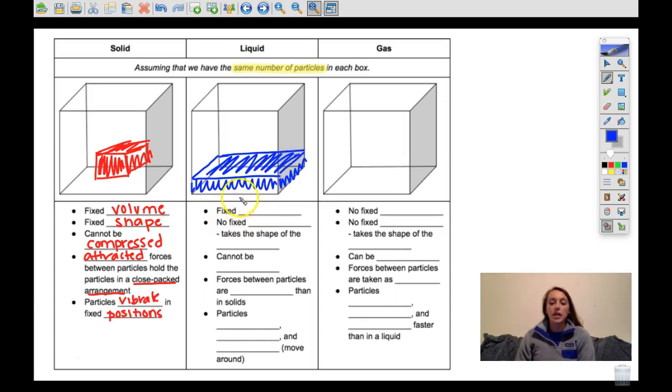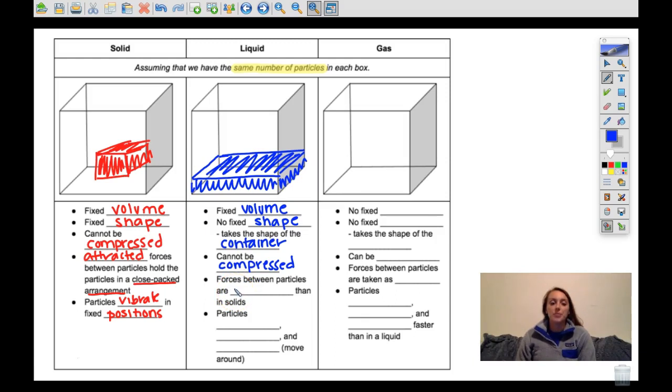So a liquid has a fixed volume, meaning it has a defined amount of space it's going to take up, but now it does not have a fixed shape, and it will take the shape of its container, because now the molecules or particles are farther apart and are sliding against each other and can move around a little bit more freely. A liquid still cannot be compressed. Even though it takes the shape of its container, its fixed volume means we can't compress it into submission.